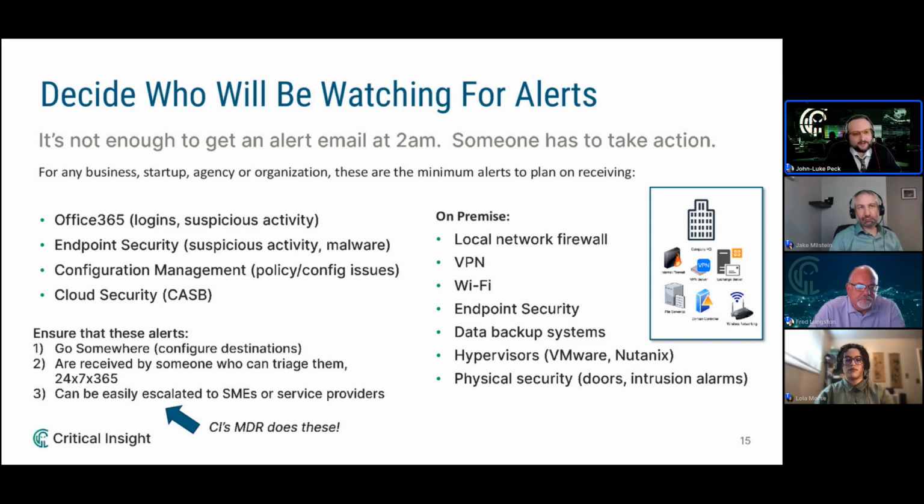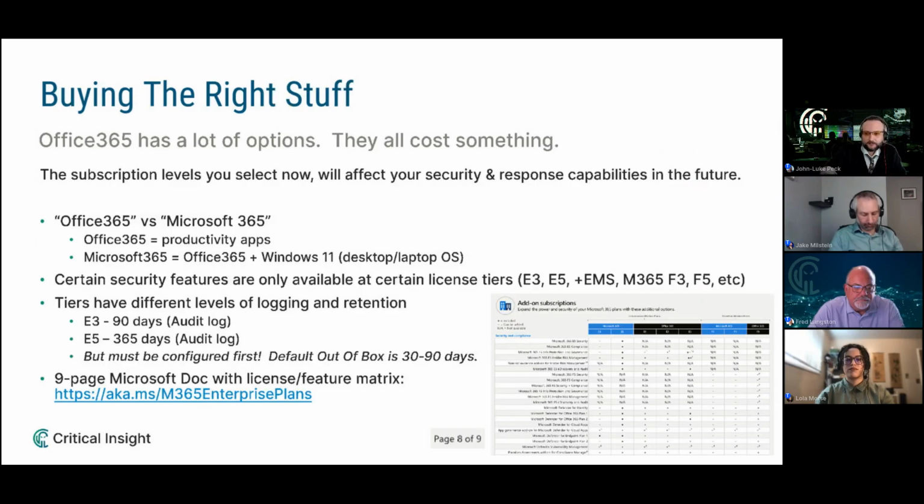Now, I've got here on the left-hand side a list of the main areas where we see alerts coming from. So if you're a startup and you're thinking, what alerts do I need to be worried about? The stuff on the left side, O365, endpoints, configuration management, and CASBs, those are going to be the main ones to be thinking about. If you've got an on-premise environment, if you're setting up servers in an office, if you're setting up firewalls and Wi-Fi and stuff, those are the systems to be thinking about, and to make sure that you're getting alerts from those. And again, that those alerts are going somewhere that's going to be paying attention to them.